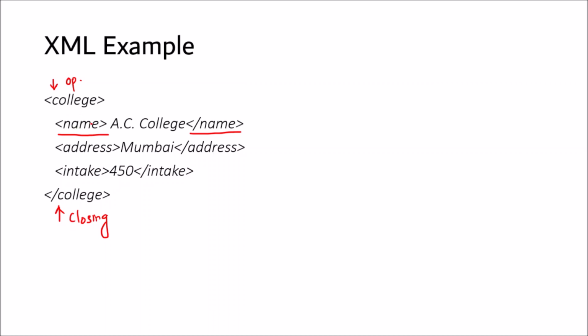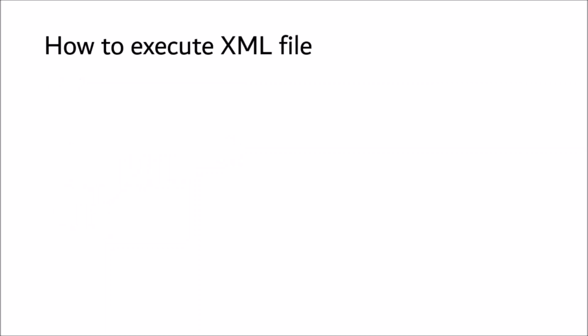There is no predefined tag; this is not a predefined tag. So name is AC College. Then I have defined a tag as address, Mumbai, with a closing tag. I have defined intake as one tag, so intake is 450, and this is the closing tag. All those tags are defined by myself. They are not predefined. So this is the XML file. We will write the XML code and discuss how to execute this particular code.